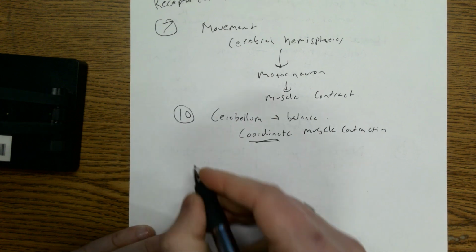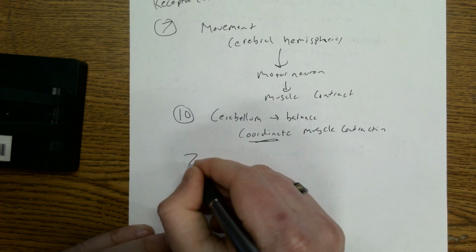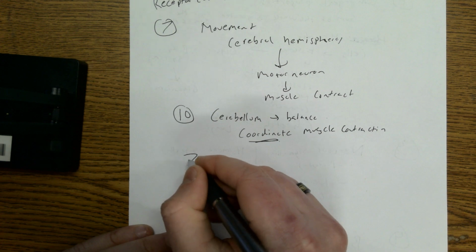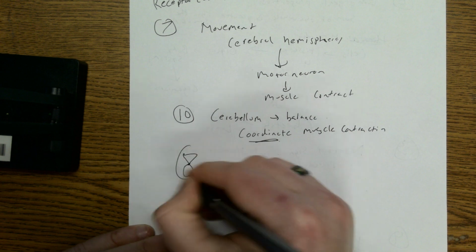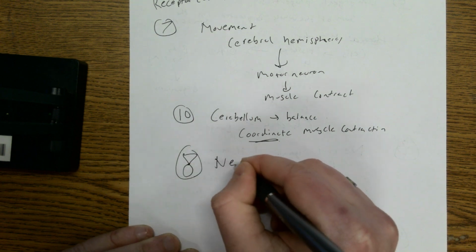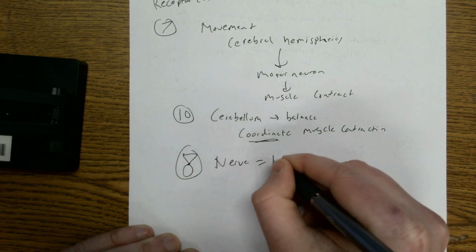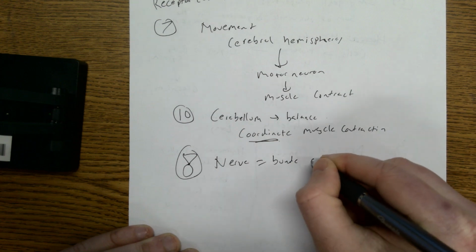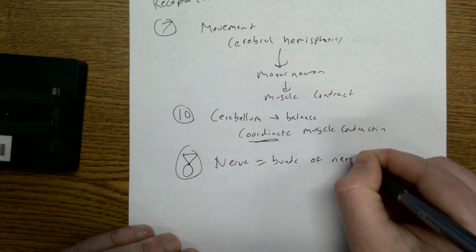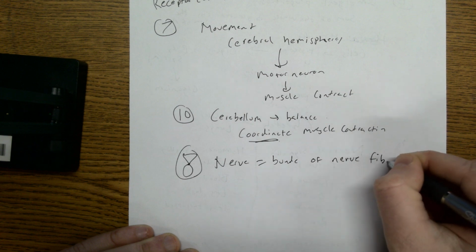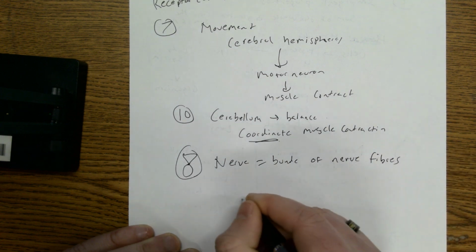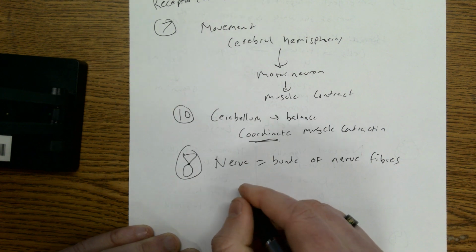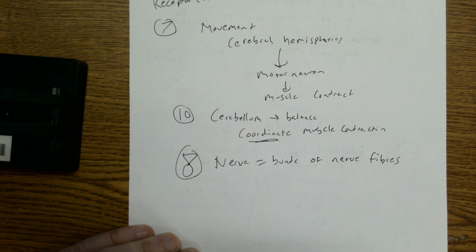Okay, now we can go back to number 7. Or wait, we did 7. Back to number 8, excuse me. Number 8 is the definition of a nerve. A nerve is a bundle of nerve fibers, and the British spelling is this. So confusing. But we typically don't spell it like that, and that's fine. We're going to today.